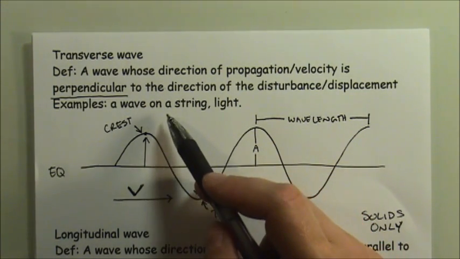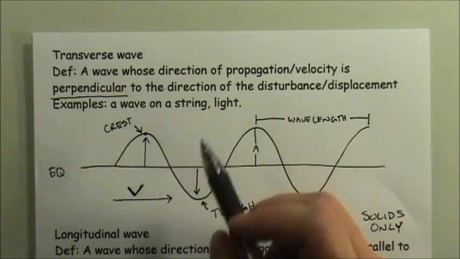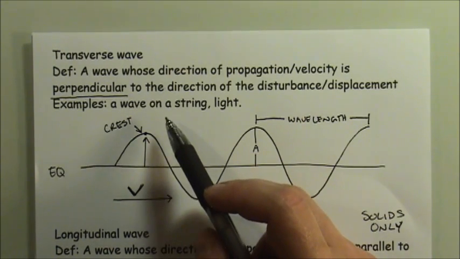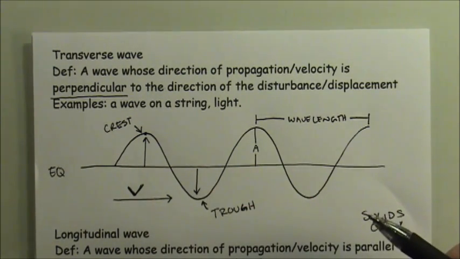But you can actually produce more than one kind of wave on a string. I can produce the second type of wave also on a string. So light is probably your best example. But when you visualize it in your mind, you probably want to think about that string.